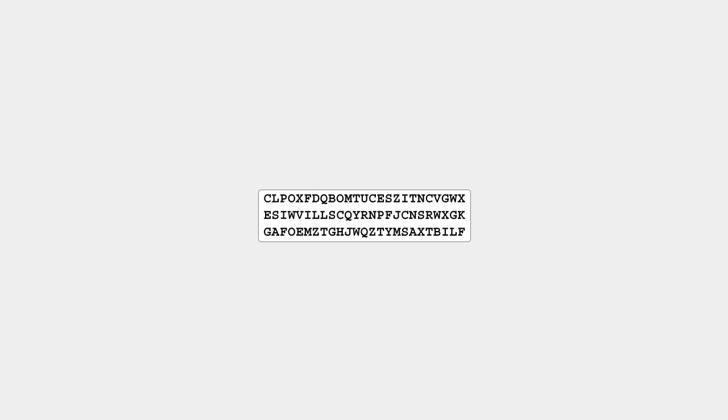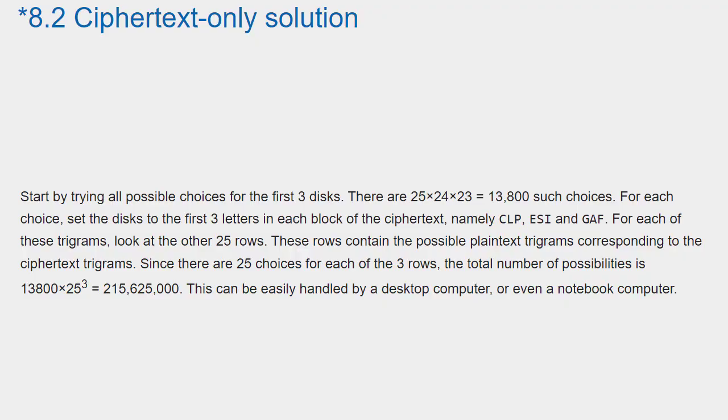Let us assume, as before, that Emily is using the M94 device with 25 cipher alphabets, and that we have intercepted a message of at least 3 blocks or 75 letters. All that we know about the message is that it is in English. For example, suppose we have intercepted. Start by trying all possible choices for the first 3 disks. There are 25 times 24 times 23 equals 13,800 such choices.